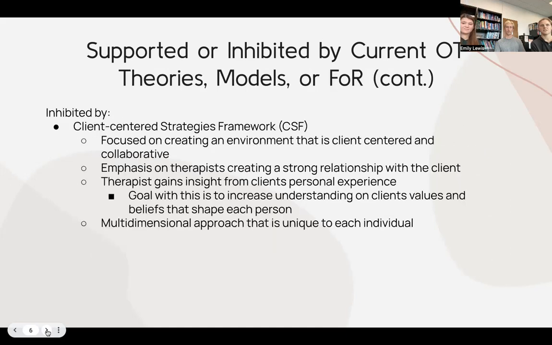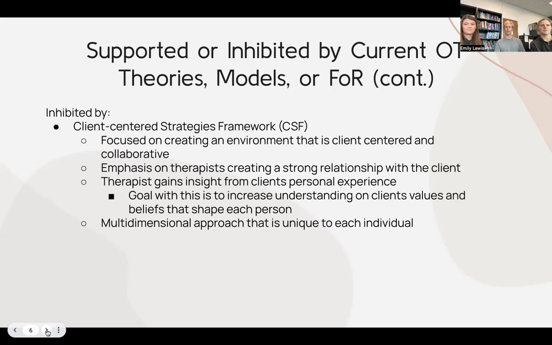A current occupational therapy frame of reference that inhibits transactional leadership is the Client-Centered Strategies Framework, or CSF. This framework is focused on the relationship between the therapist, who has a leadership role, and the client, who falls more in a subordinate role. The goal of CSF is to obtain a collaborative relationship between the therapist and client, and to understand that each client has different values and beliefs that shape each person. The CSF is a multi-dimensional approach that is unique to each individual.